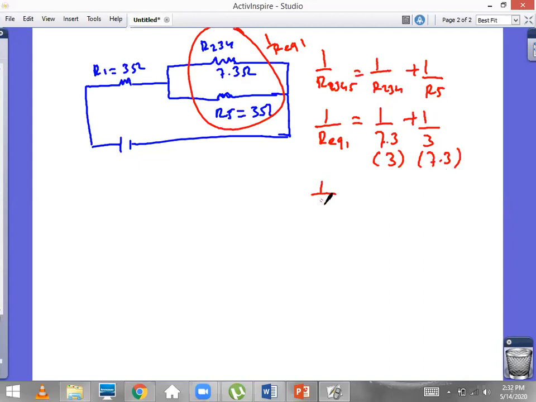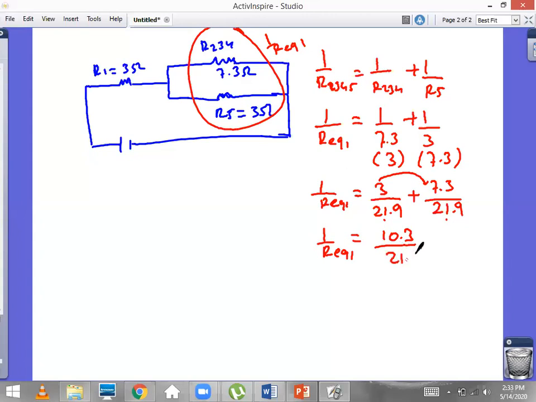So 1 over R equivalent 1 is going to be equal to 3 times 1, which is 3 over 21.9, plus 7.3 over 21.9. Now they are like fractions as you see over here, so you can add the numerators. 1 over R equivalent 1 is going to be equal to 10.3 over 21.9.